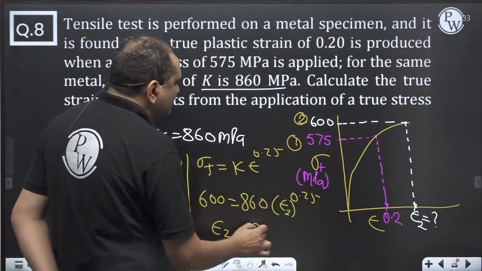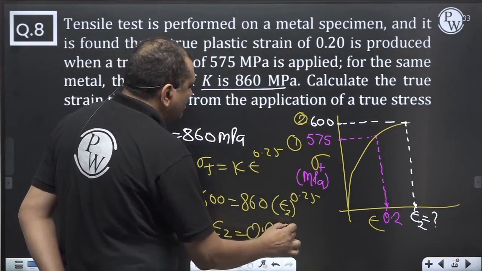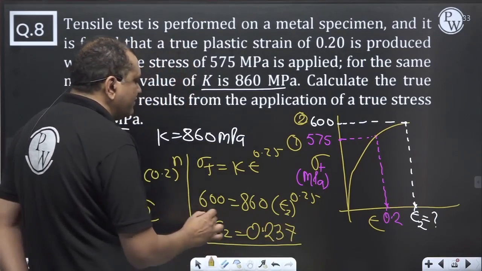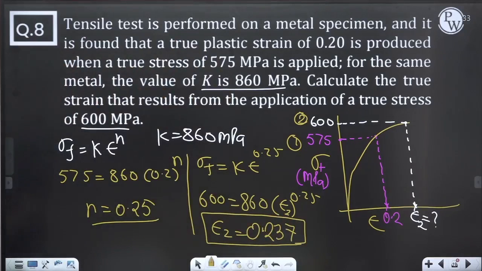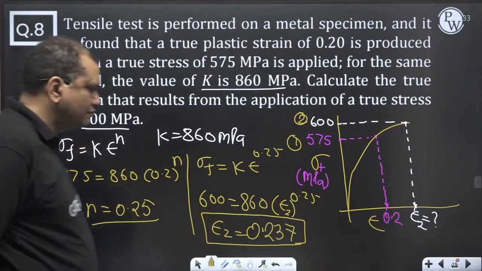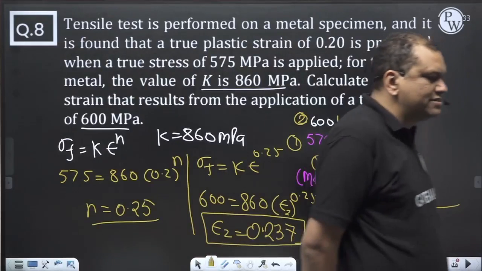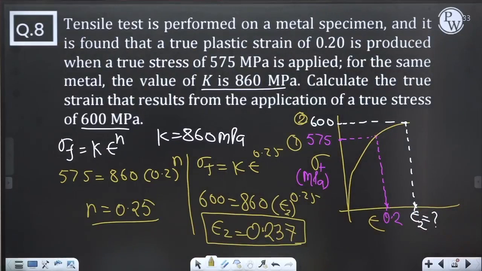My answer comes out to be 0.237. In numericals, you have to be a little quick. 0.237 is my answer. Let me know whether you are getting the same thing.